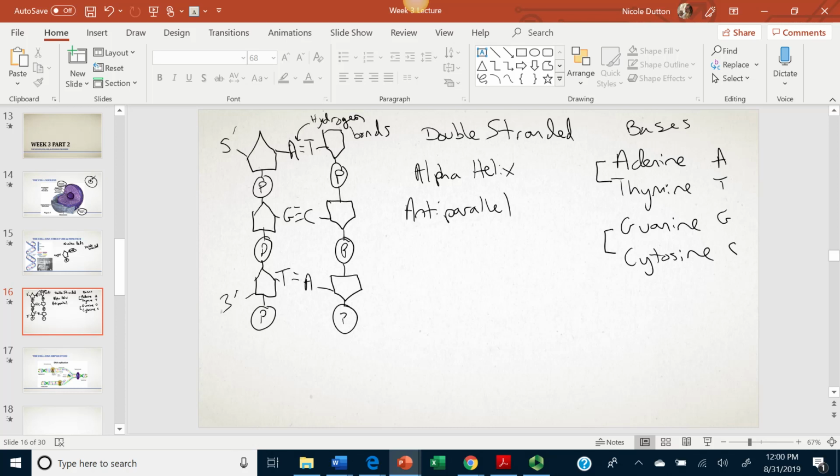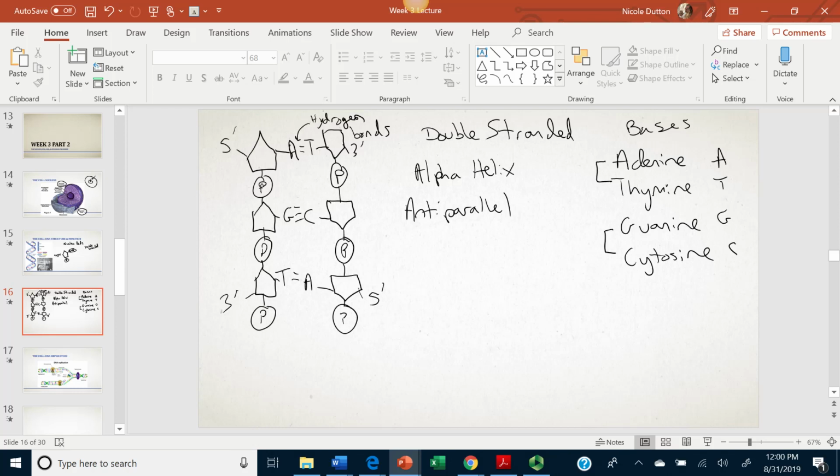Now because they run in opposite directions, I drew the pentagons pointing up on this side, but the pentagons pointing down on this side, because we have opposite groups attached here. Now this strand runs in the 3' to 5' direction. This is going to be important when I start talking about DNA replication. But now you're familiar with the basic structure.